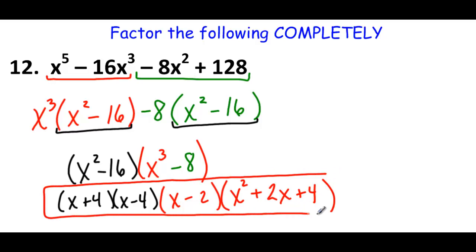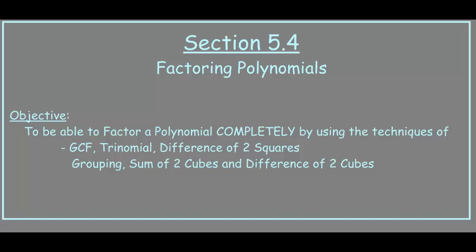So this original problem, which was a grouping problem, not only had grouping, which is just a whole bunch of GCF problems, but then it also had a difference of 2 squares and a difference of 2 cubes. So that's a way where you can make a more complicated problem and put it all together. So if you feel a little bit better about being able to factor polynomials completely using GCF, trinomial, difference of 2 squares, grouping, sum of 2 cubes, and difference of 2 cubes right now.